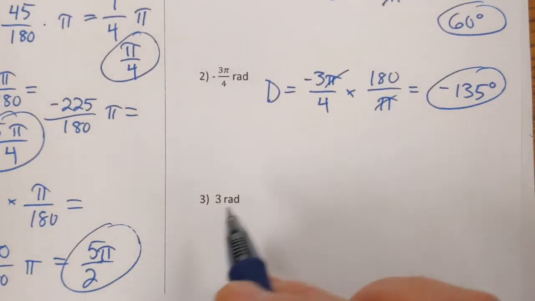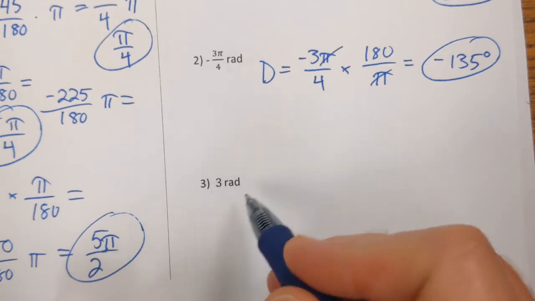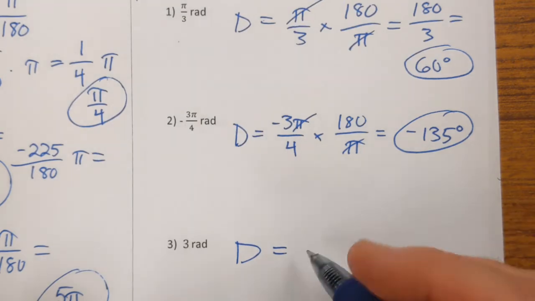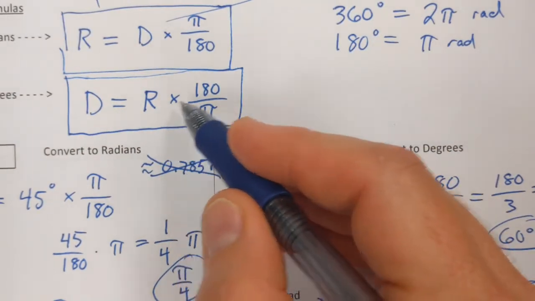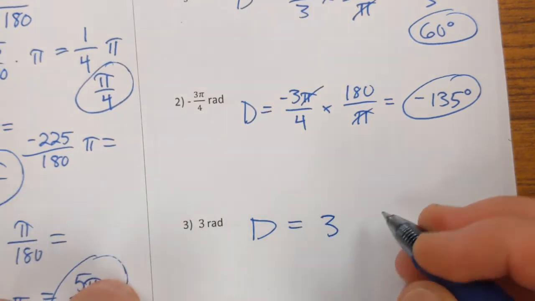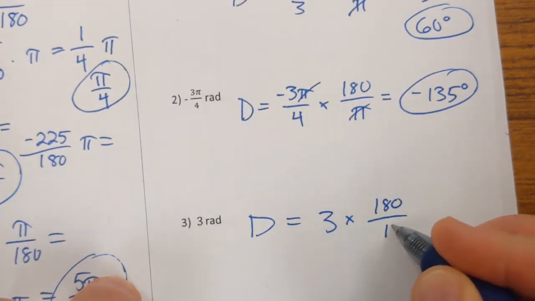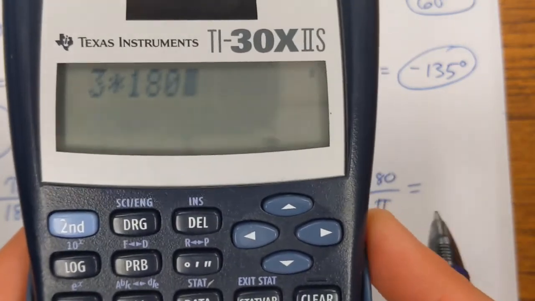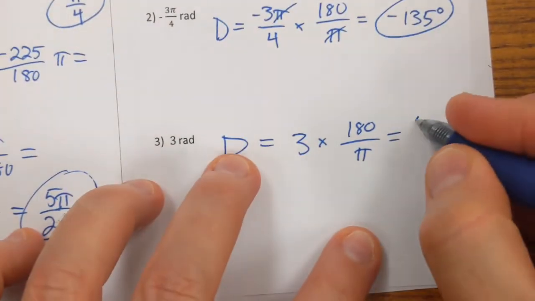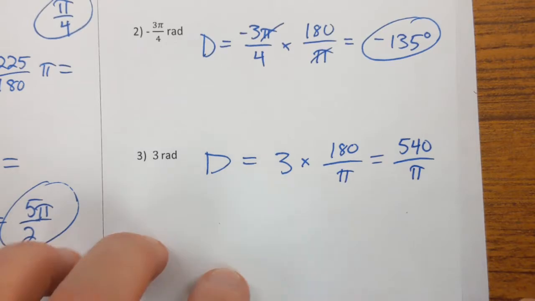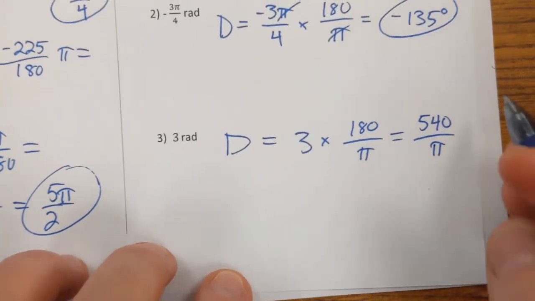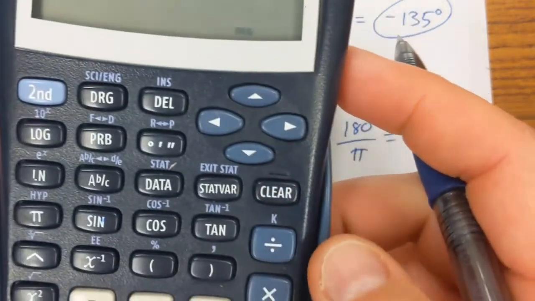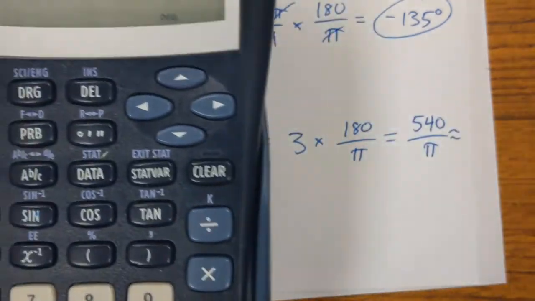All right, now the last one here is an example where, if your radians does not have a pi in it, it's going to come out really messy. Let's see what we can do with this. I need to do radians times 180 over pi. So if it was 3 radians times 180 over pi, so 3 times 180 is 540. Technically, if I really wanted to leave it as a fraction, I could just leave it like this. But this is a case where typically we would just go ahead and round this answer, even though it comes out irrational. 540 divided by pi.